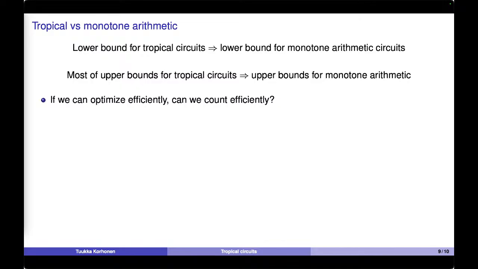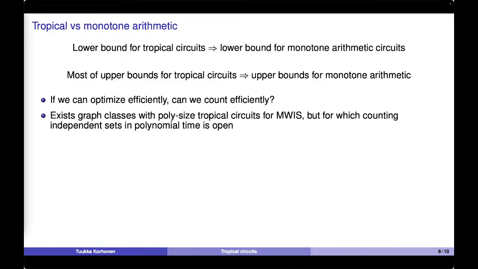This gives a general question: if we can optimize efficiently using these tropical circuits, can we also count efficiently? There are some graph classes, though a bit esoteric, where we know poly-size tropical circuits for maximum weight independent set, but for which counting independent sets in polynomial time is open. But interestingly, I didn't find any such graph class where counting is known to be sharply hard.